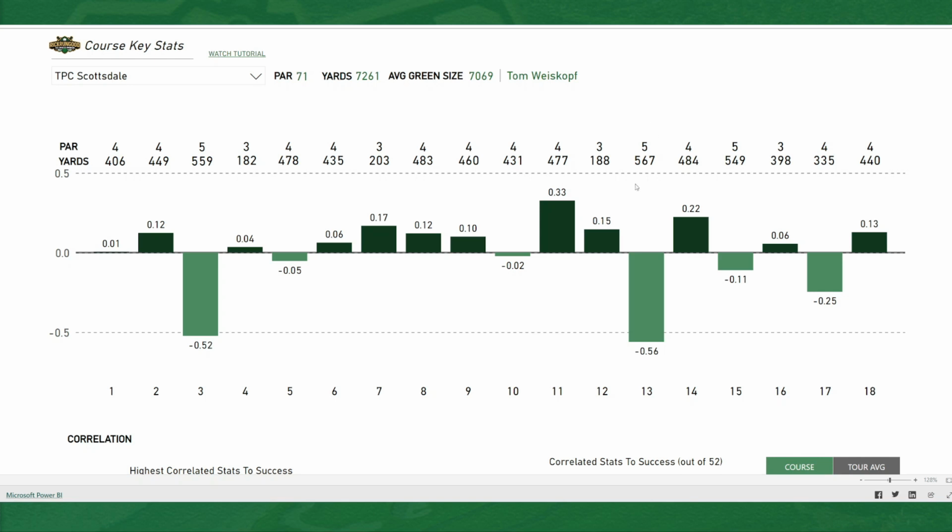For example, the way that this reads is number 13, the par 5 at TPC Scottsdale, played over a half a stroke under par, which means that would play to about a 4.44 scoring average. The 11th hole being 0.33 over par, that means it would have played to a scoring average of 4.33, and you can see that for every hole 1 through 18.